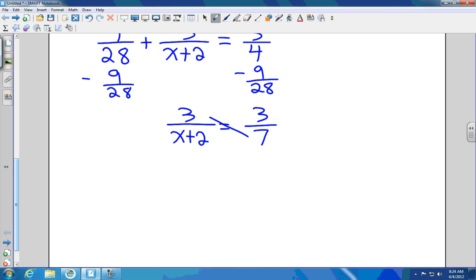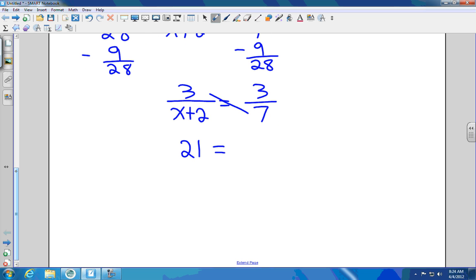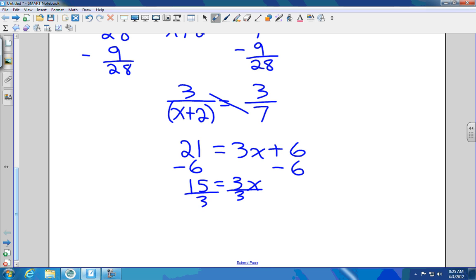So 3 times 7 there is 21 equals, you do have to distribute that. So you have to do 3 times x is 3x, and 3 times the 2 would be plus 6. Now that equation is very simple to solve, even compared to the other one. So 15 equals 3x. What do we get for x? 5 equals x.